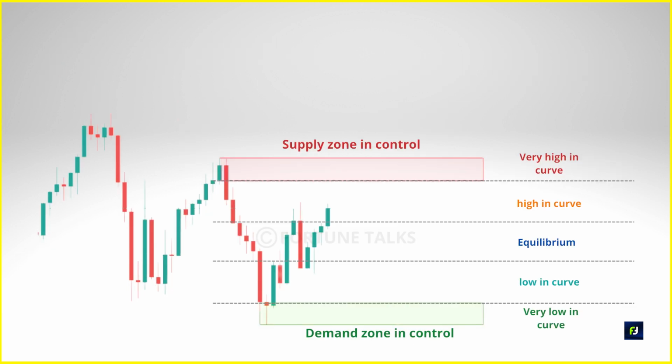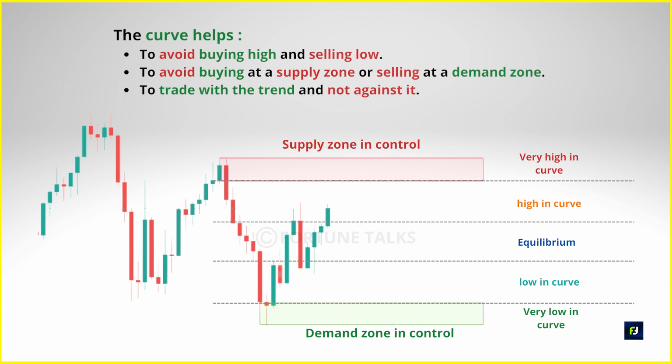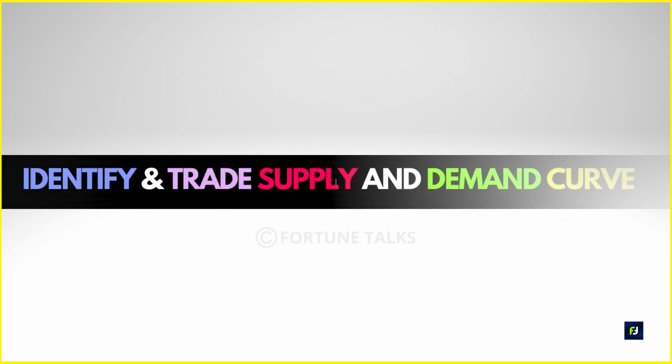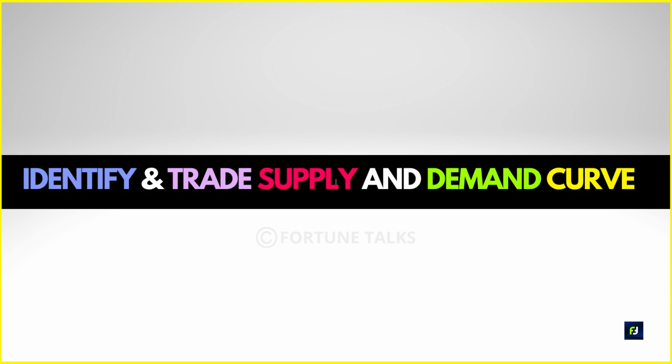As I have mentioned just now, the reason why we determine the curve is to avoid buying high and selling low, or in other words, to avoid buying at the supply zone or selling at a demand zone. Now this step is very crucial in trading the markets using supply and demand because our goal is to trade with the trend and not against it. So let's start off by identifying the supply and demand zones first.